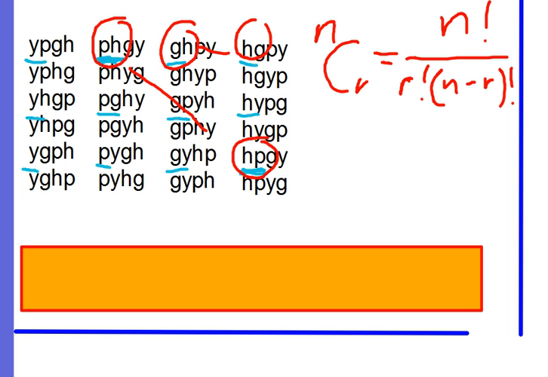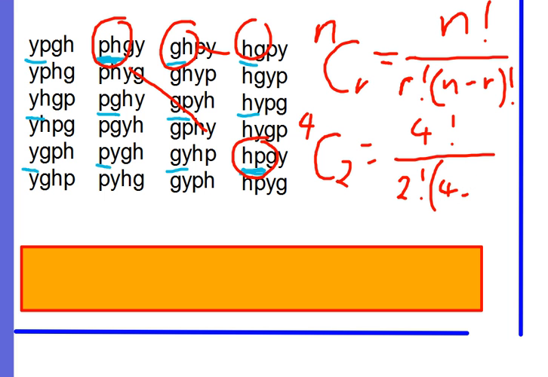So in this case, we've got 4 objects. We're choosing 2 of them. 4 factorial on 2 factorial, 4 minus 2 factorial. And that will give us 6.